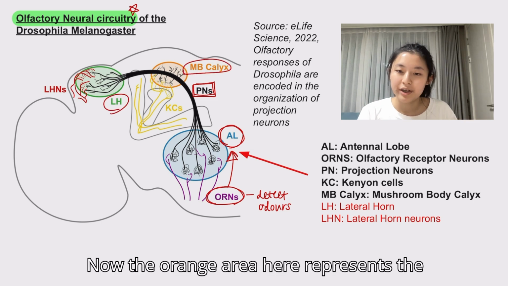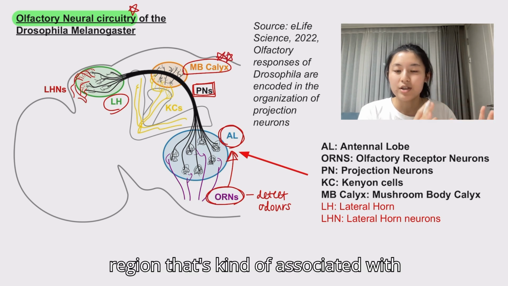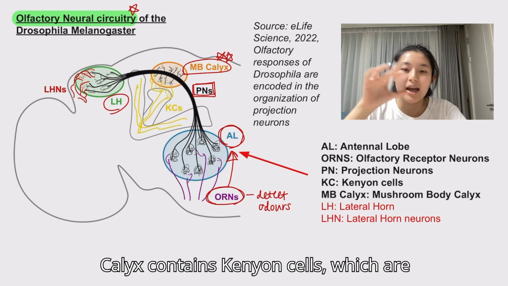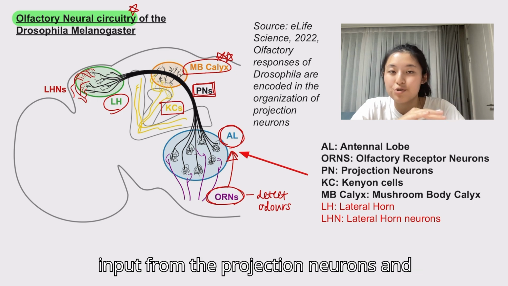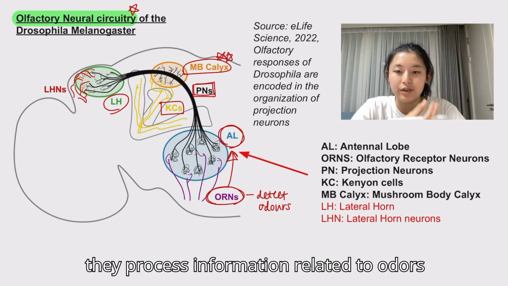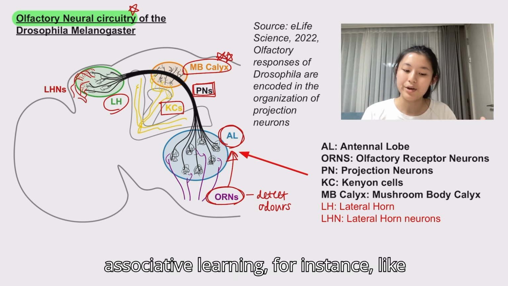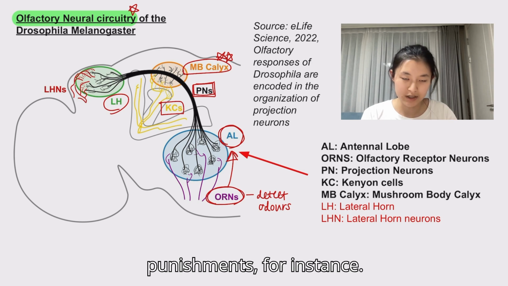Now, the orange area here represents the mushroom body calyx. This is a region that's associated with learning and memory in insects. The calyx contains Kenyon cells, which are depicted here in yellow, and they receive input from the projection neurons. They process information related to odors that are often involved in associative learning, for instance, associative learning with rewards or punishments.